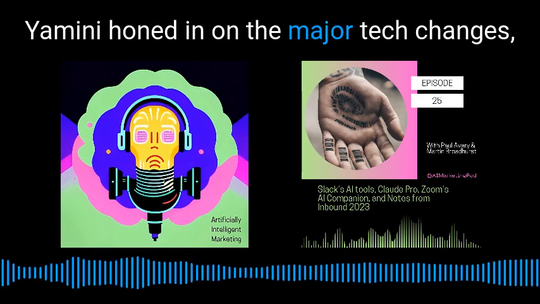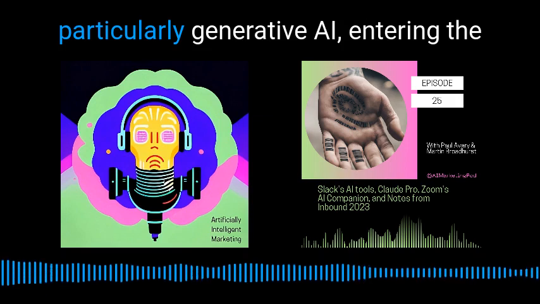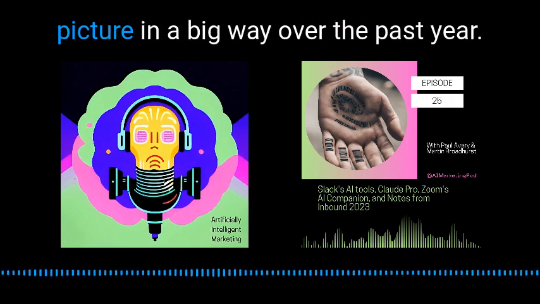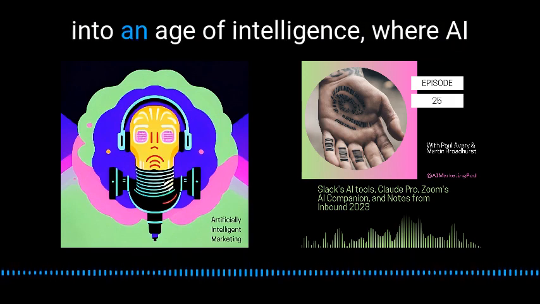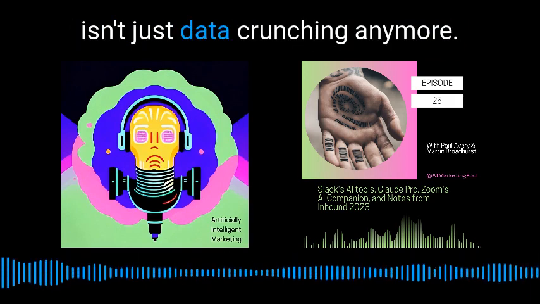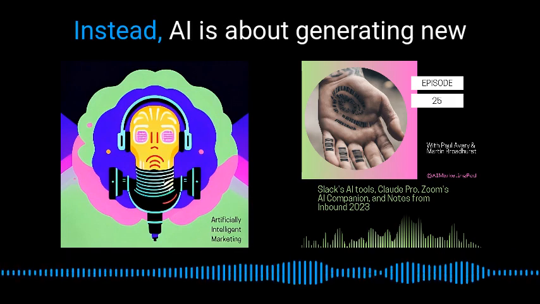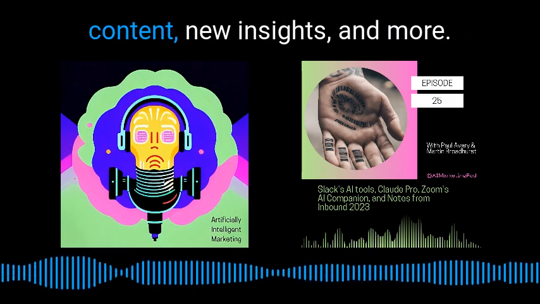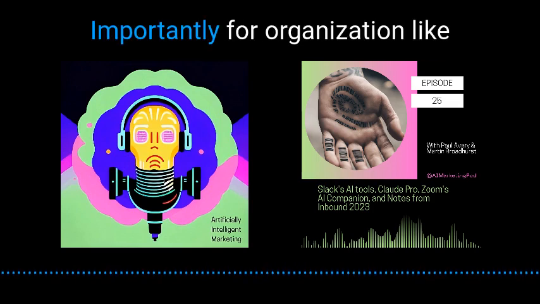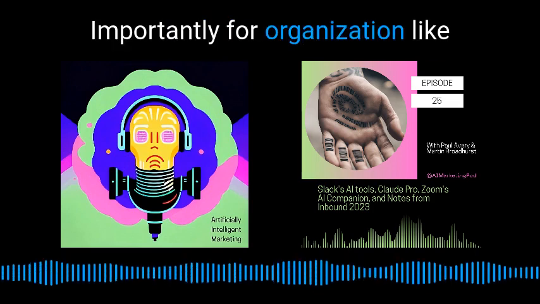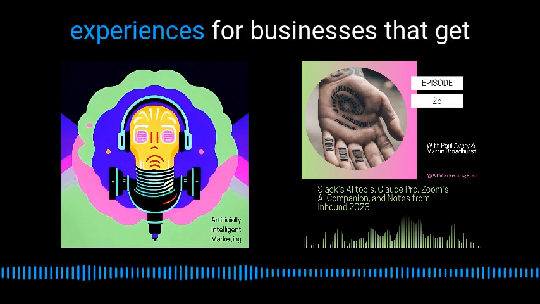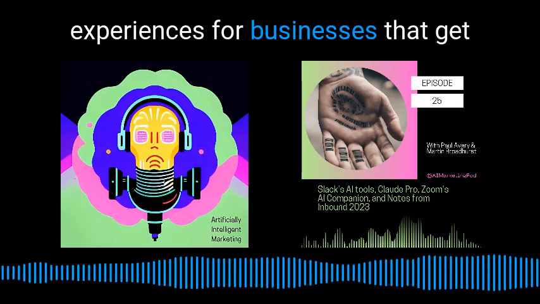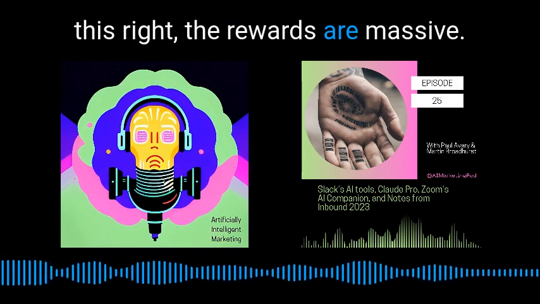Yamini honed in on the major tech changes, particularly generative AI, entering the picture in a big way over the past year. And she claims that we're stepping into an age of intelligence where AI isn't just data crunching anymore. Instead, AI is about generating new content, new insights, and importantly for an organization like HubSpot and its customers, new experiences. For businesses that get this right, the rewards are massive.